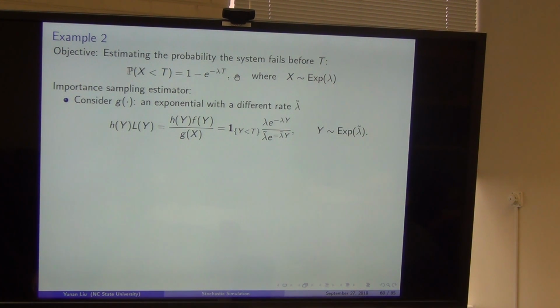Another example. Estimating the probability the system fails before t, where t is a small time, something that is not too large. Suppose x is an exponential random variable.